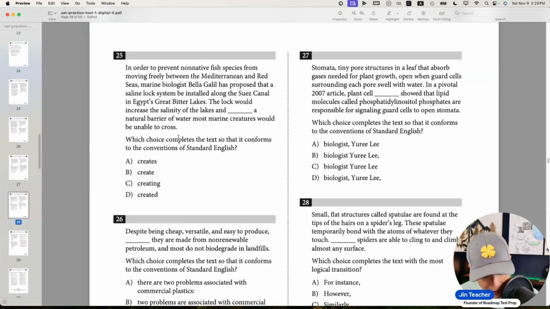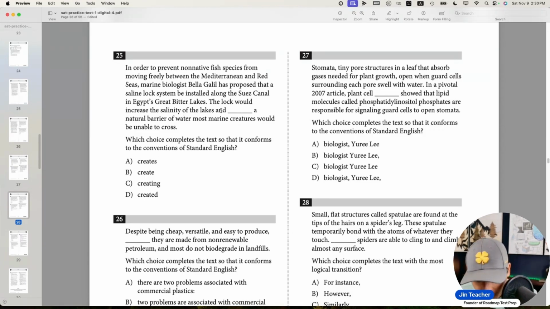So if I read the passage, it says, in order to prevent non-native fish species from moving freely between the Mediterranean and Red Seas, marine biologist Abella has proposed that a saline lock system be installed along the Suez Canal in Egypt's Great Bitter Lakes. The lock would increase the salinity of the lakes and creates a barrier of water most marine creatures would be unable to cross. Okay, so this one's interesting here.